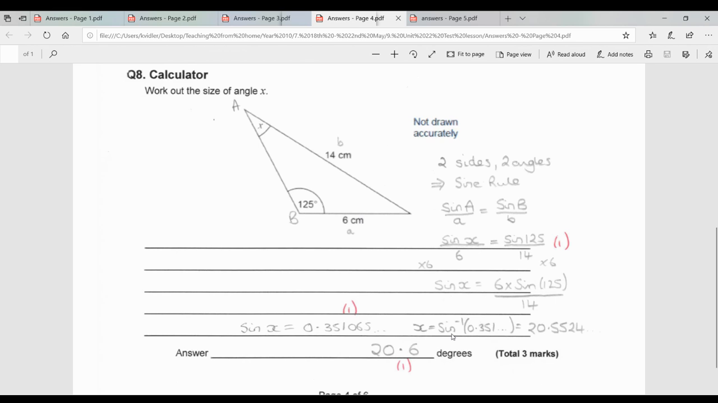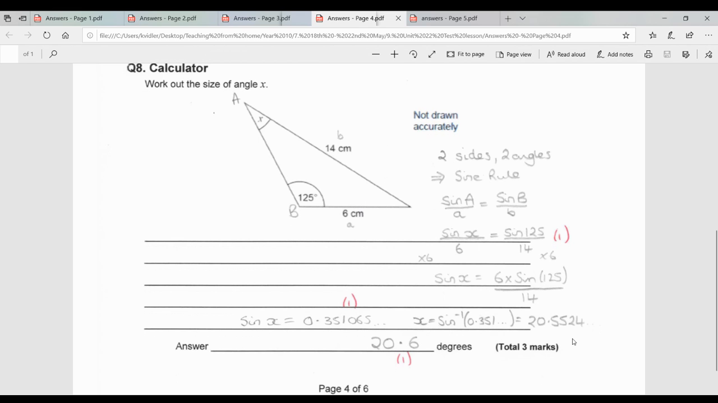And then your final step to try and work out your angle is we need to use inverse sine of our 0.35, etc., which gives us 20.5524, which you just again need to round appropriately. So 20.55, 20.6, or even 21 degrees would get you the mark on question 8, which you can now rag.